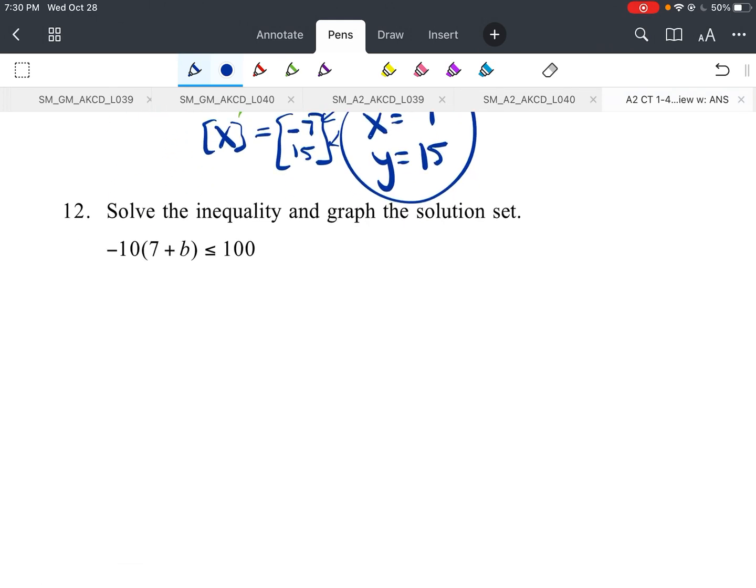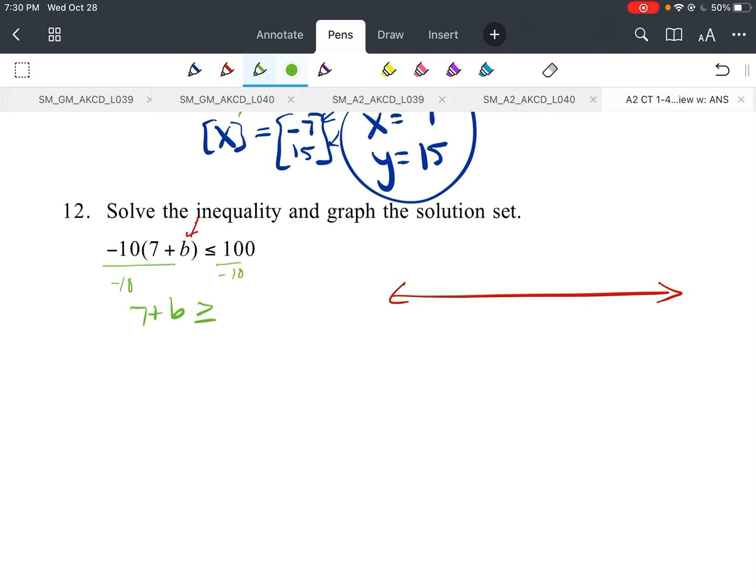All right, solve the inequality and graph the solution set. Let me see if I can get one or two more done, and we'll be good. So solve the inequality. Notice there's one variable here, which means you are going to have one axis when you're doing your solution to this one. First things first, divide both sides by -10. So I get 7 plus b. Because I divided by a negative, flip your sign. If you didn't remember that, that's okay.